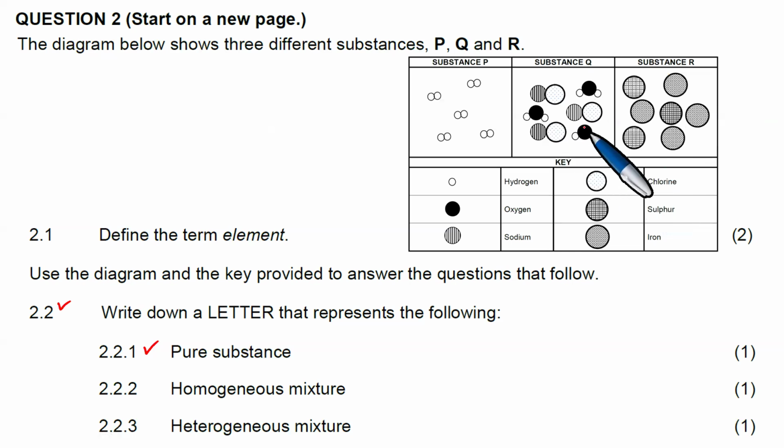And now there are these white circles that are empty inside, which are hydrogen. The circle that's full of black is called oxygen. This circle that has lines inside is called sodium. Then you have dots, like this, and that is chlorine. Then this one with some crosses inside is called sulfur. This one with slanted lines is called iron. Okay, it's just the key.